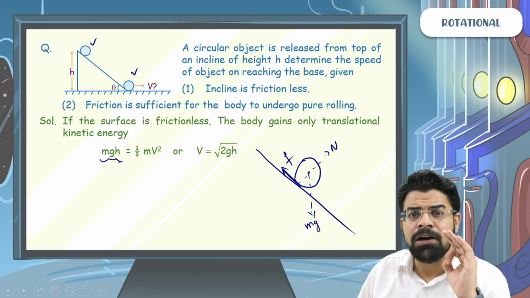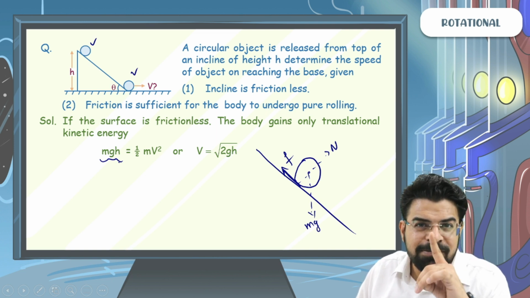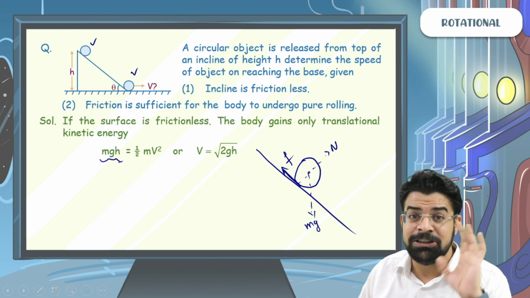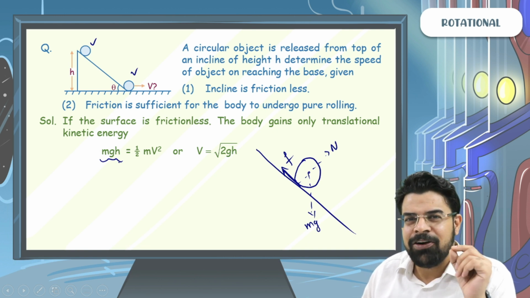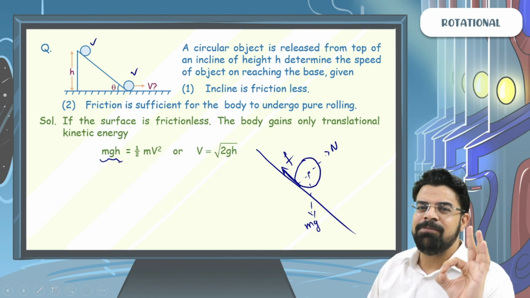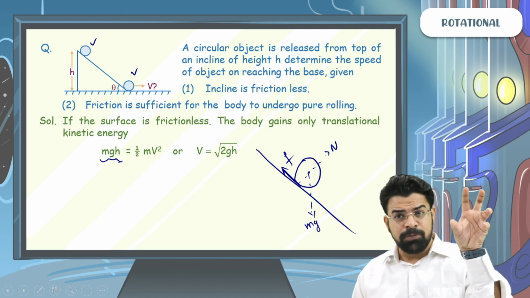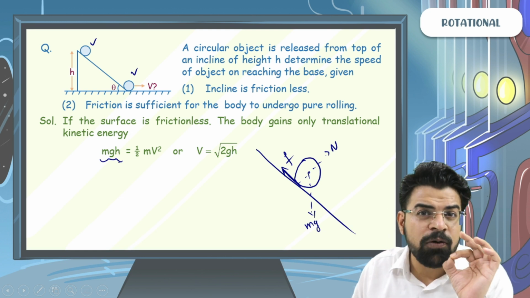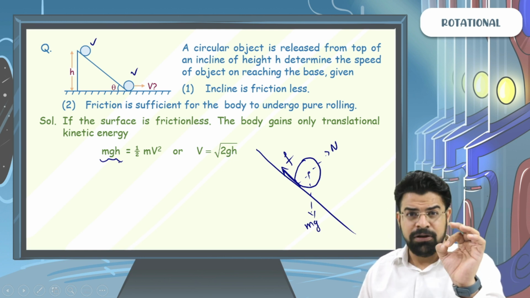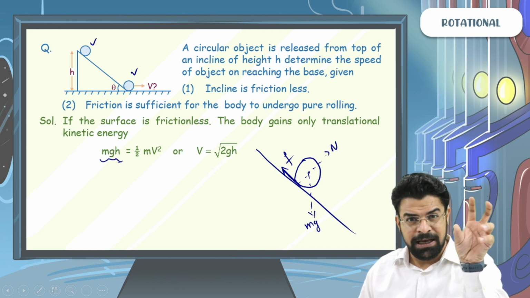What will be the work done by normal? So the work done by normal of a fixed surface is 0, so the work done by normal will be 0. Can you tell me what will be the sign of work done by friction given that this body performs pure rolling as it moves down?